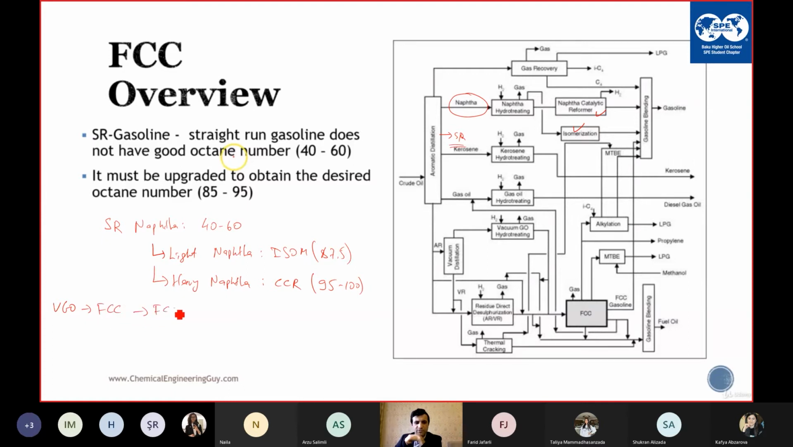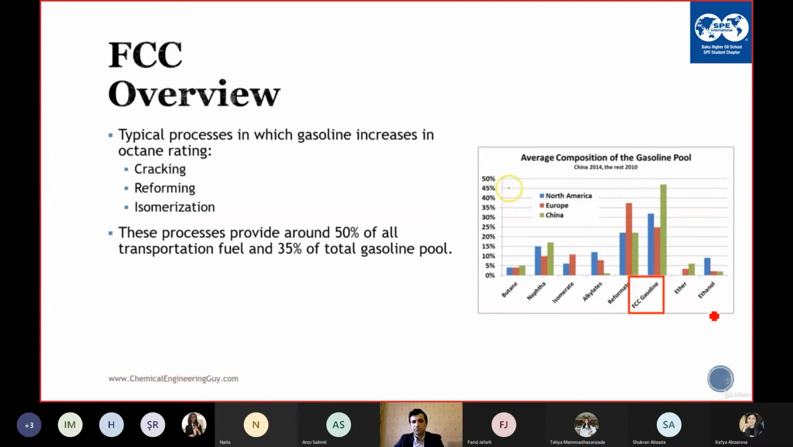From FCC we have the FCC gasoline, which has an octane number of 92, and we have the MTBE product, which is added directly to the gasoline pool and has an octane number of 115, 120, and then these are all sent to the gasoline pool. As you can see here, in China, the FCC gasoline has the most contribution to the gasoline pool. And I told you we have the gasoline from cracking, reforming, and isomerization.